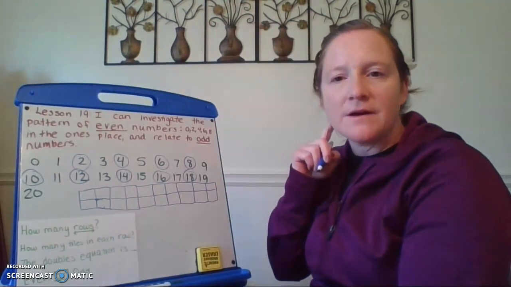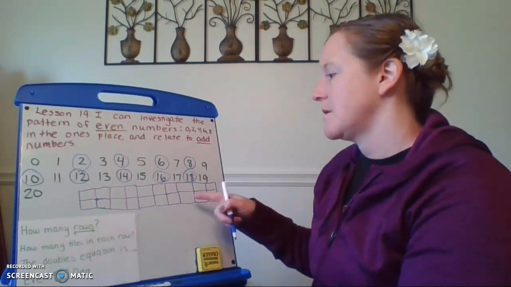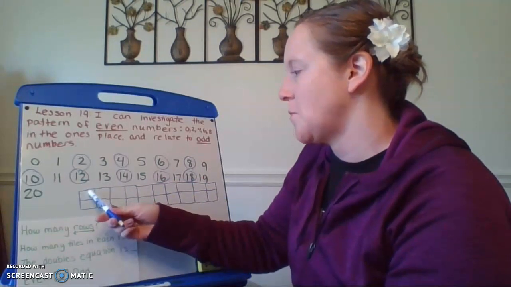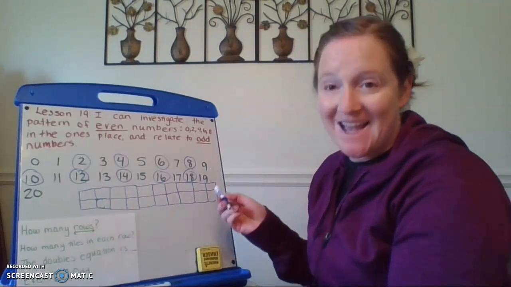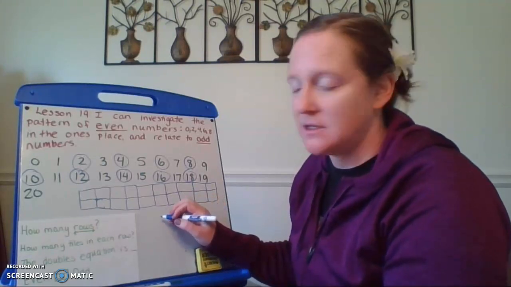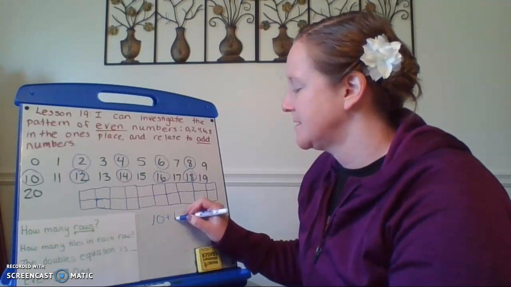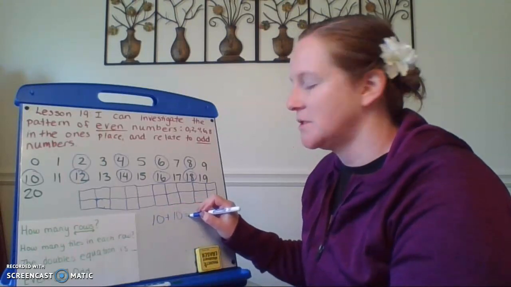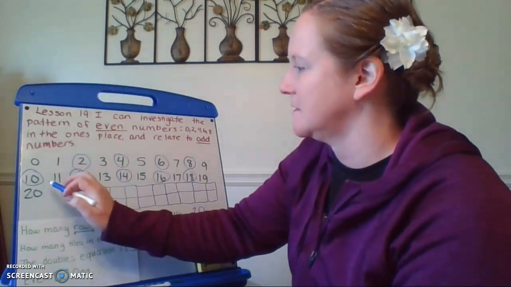Okay. All right. So let's see. I have 2 rows. And how many in each row? Let's count. 1, 2, 3, 4, 5, 6, 7, 8, 9, 10. So my doubles equation, or the repeated addition sentence, is 10 plus 10 equals 20. Okay, let's circle it.